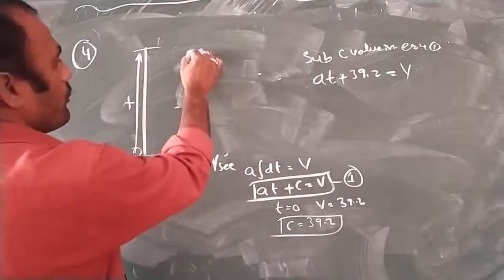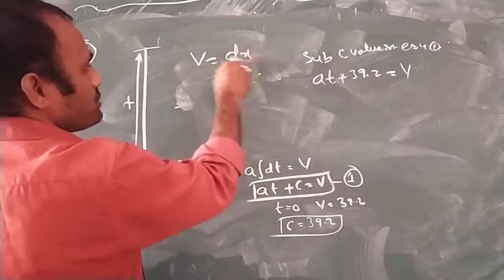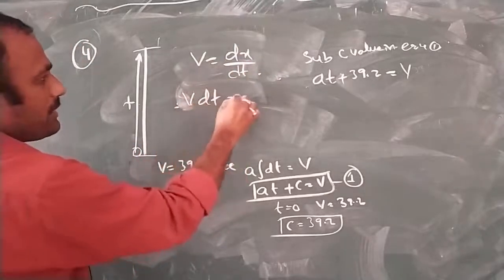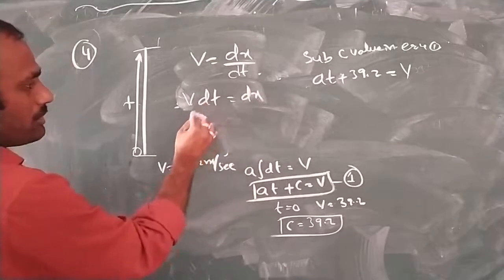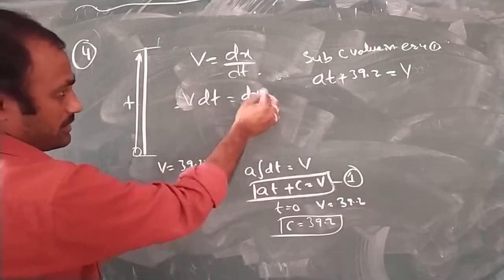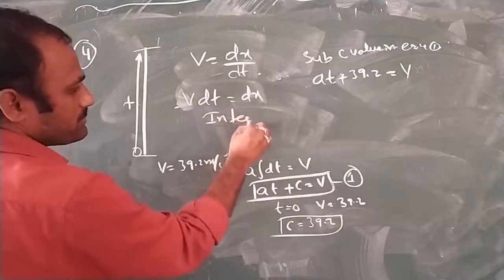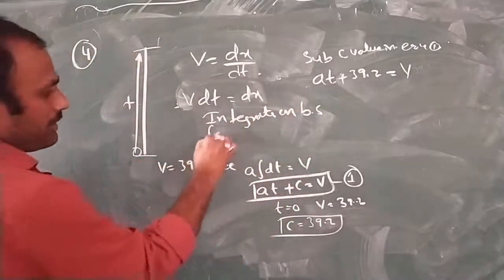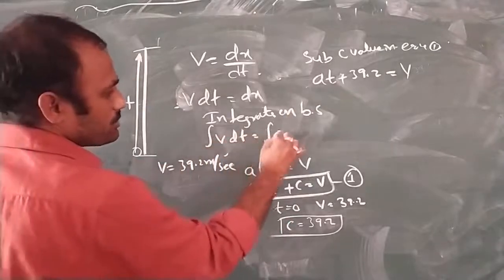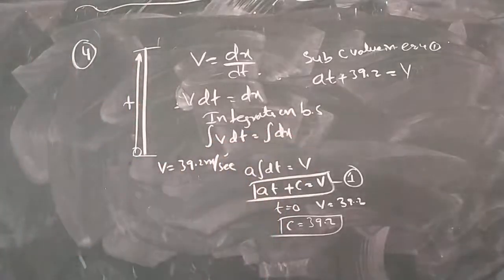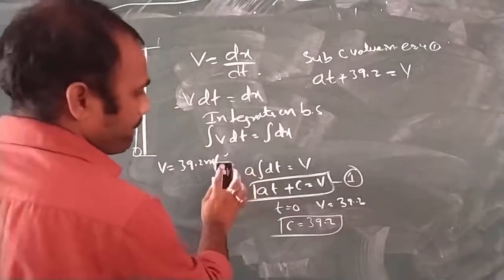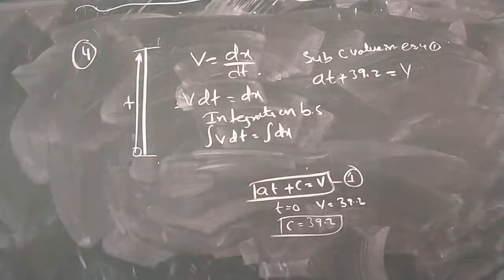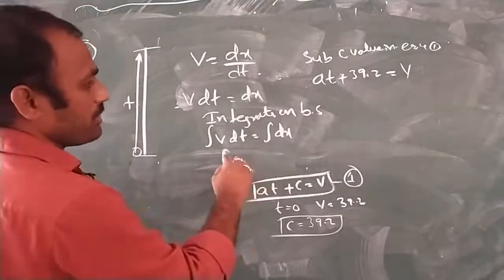See here, we know the velocity formula, that is the rate of change of distance with respect to time. So velocity into dt is equal to dx. Now I want only the velocity, and if I want distance, I will integrate on both sides. If I integrate, integral of v dt is equal to integral of dx.